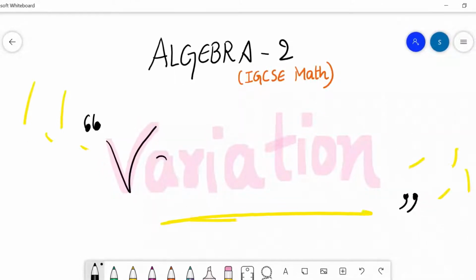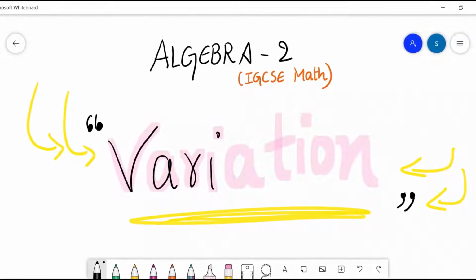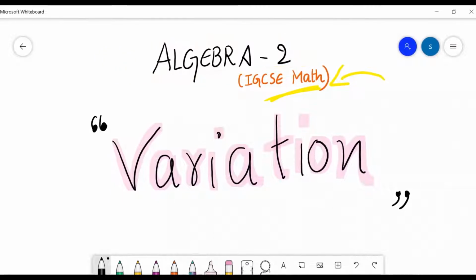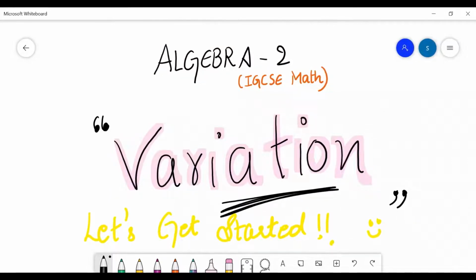Hello guys, today we're going to be discussing variation, which is a part of the Algebra 2 chapter of IGCSE Math. So yeah, without further ado, let's get started.